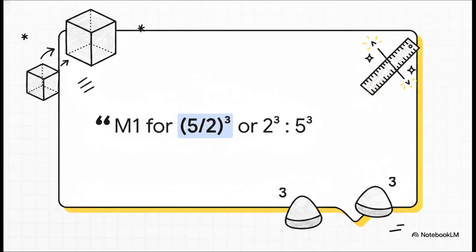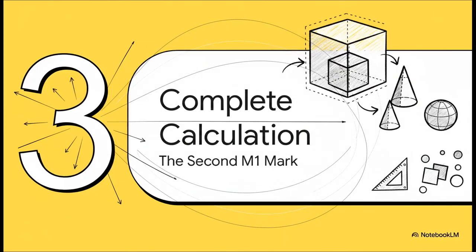That's what's going to let us scale up the volume from A to find the volume of B. And check this out. This is gold. This is lifted straight from the official mark scheme. It shows you exactly what gets the mark. Just for writing down 5/2 cubed, or showing the ratio 2 cubed to 5 cubed, bam! You've got your first method mark, your M1. You don't even have to calculate it yet. Okay, 1 mark in the bag.